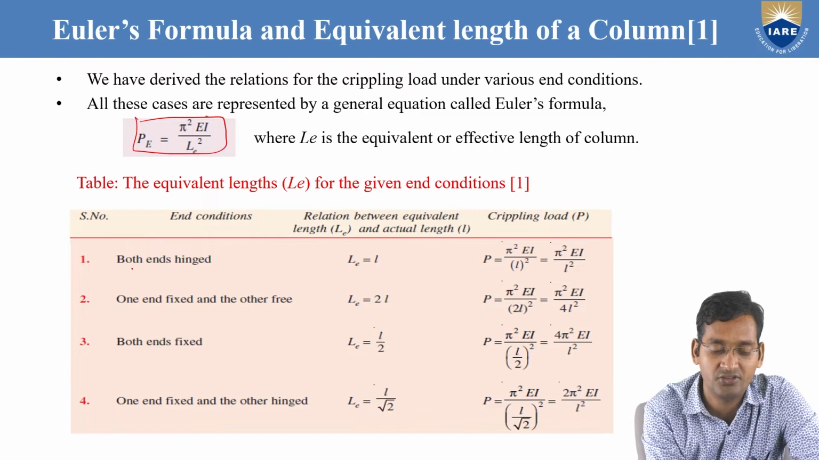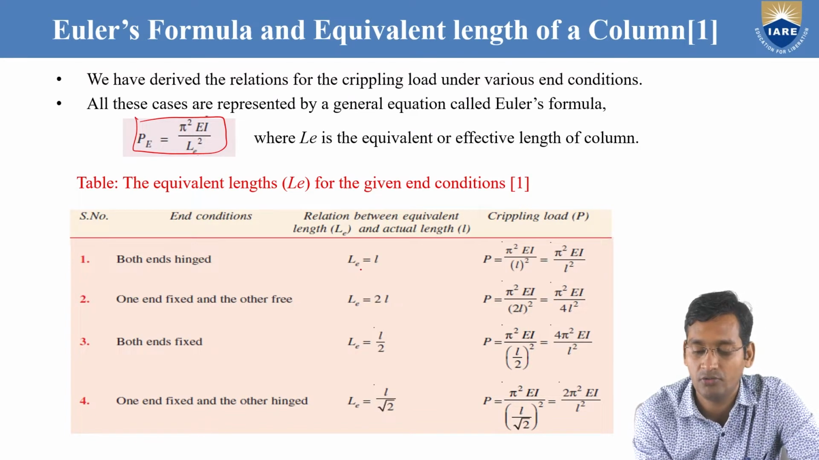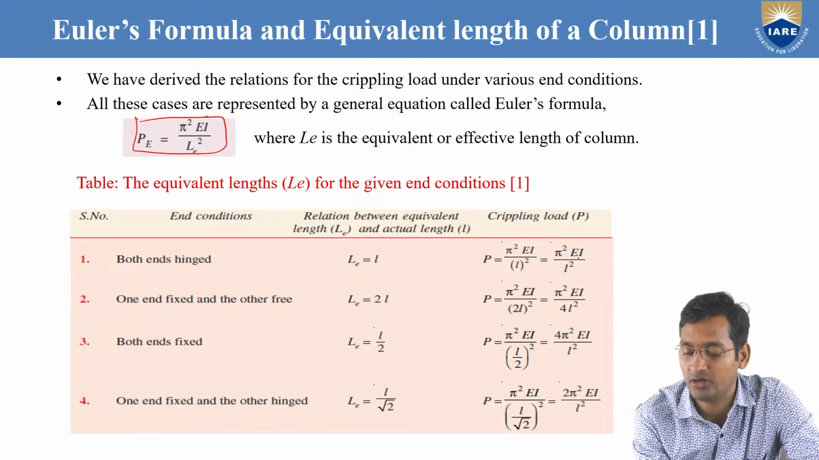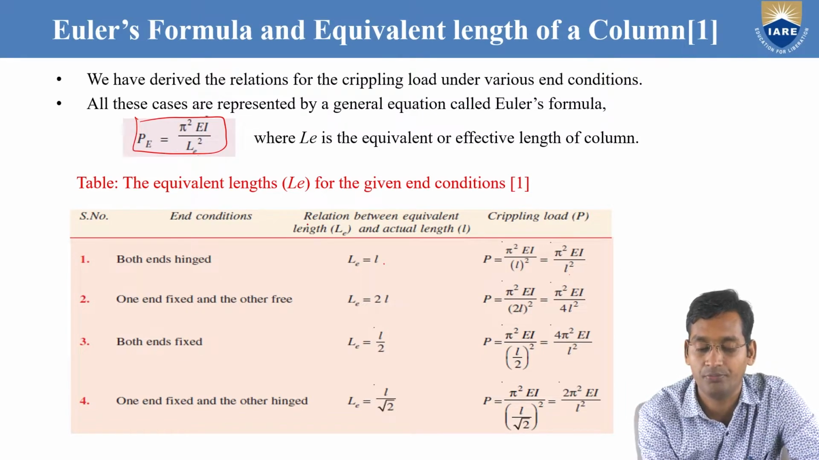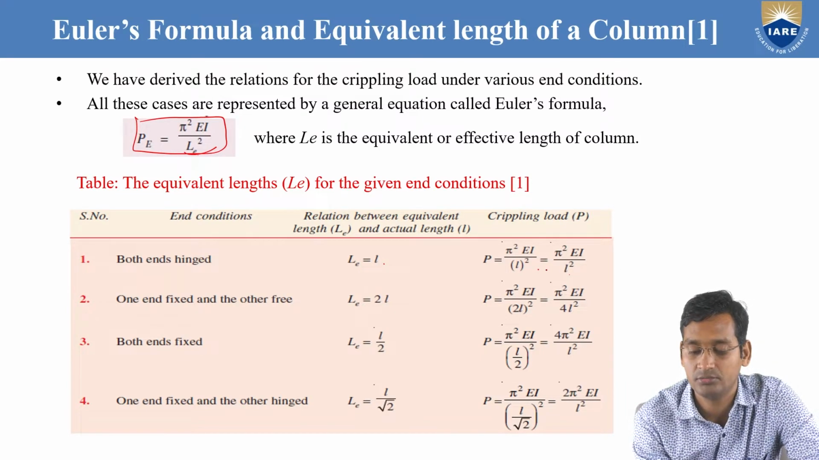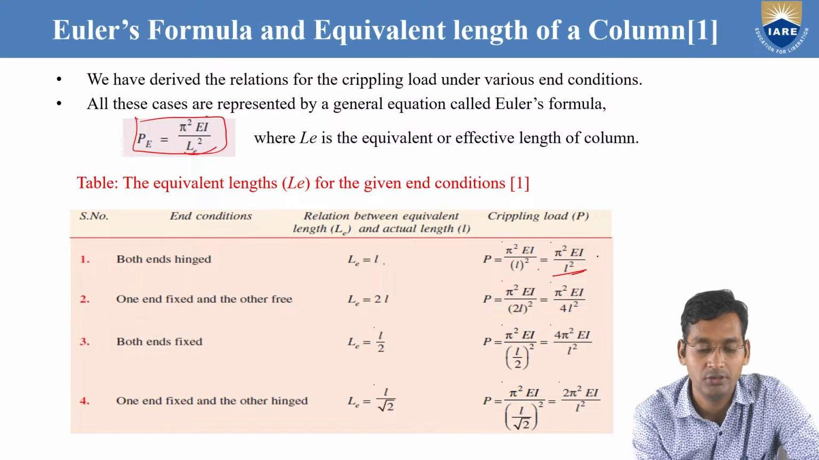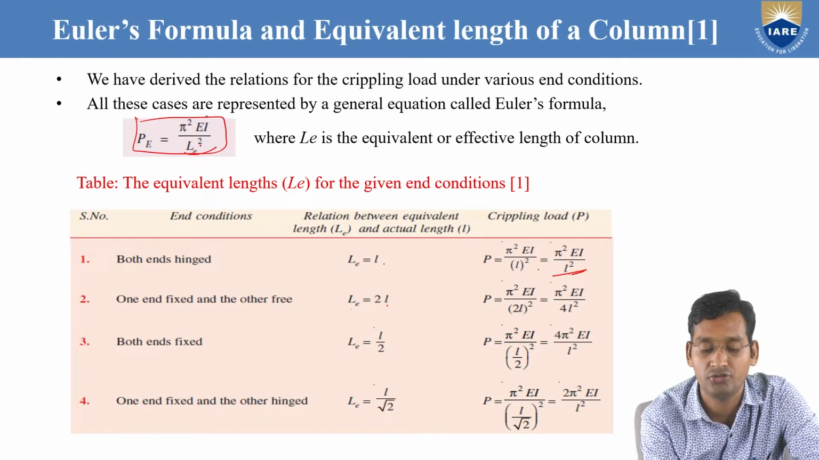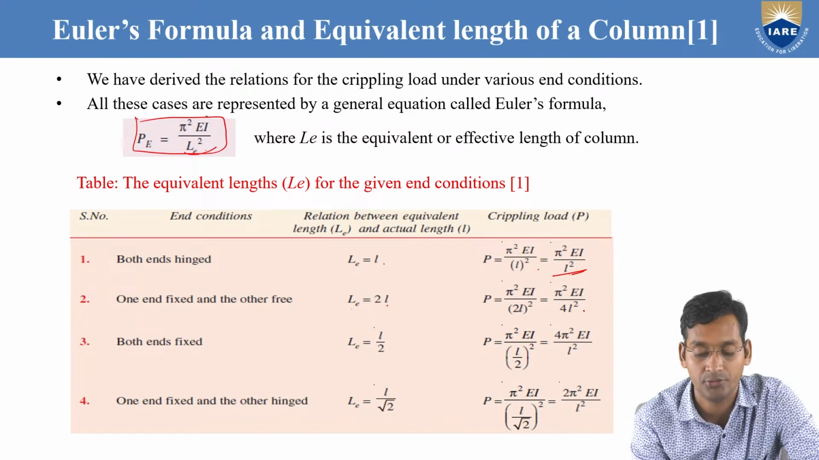So first condition, both ends hinged, what was the formula? This was pi square EI by L square. So just see here, you put LE equals L, right? So you will get this one, that we already got. Next, second, for one end fixed and the other free, LE equals 2L, so 2L whole square, that is 4L square, that we got.